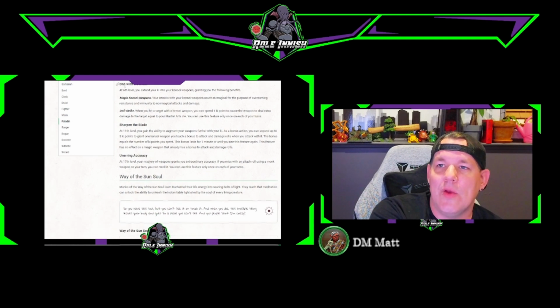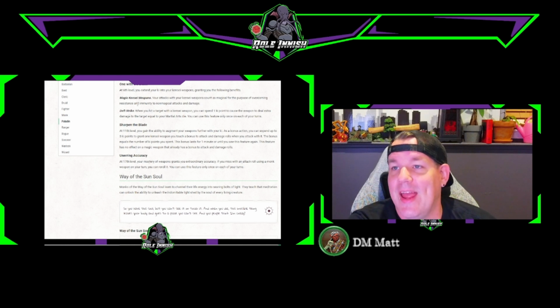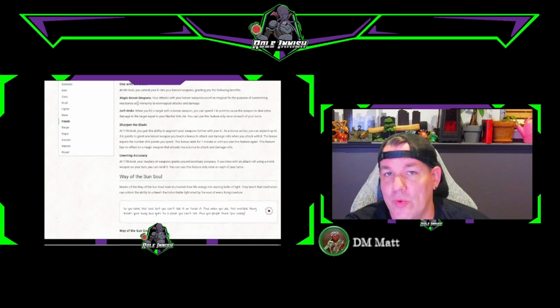All right, at sixth level, you get One with the Blade. Essentially, you get two things for One with the Blade. Magic Kensei weapons. Your Kensei weapons, when you reach sixth level, are considered magical for the purpose of overcoming resistance and immunity to non-magical attacks. Then there's Death Strike. When you hit a target with a Kensei weapon, you can spend one ki point to cause the weapon to deal extra damage to the target equal to your martial arts die. You could use this feature once on each of your turns.